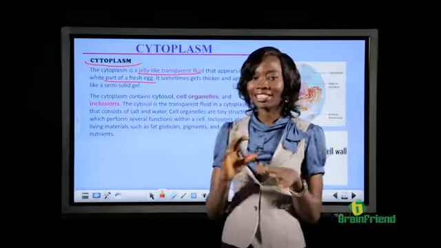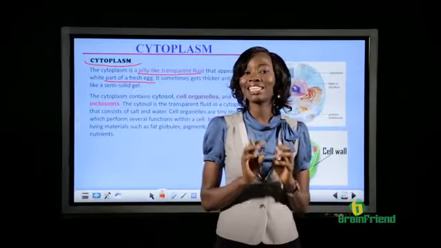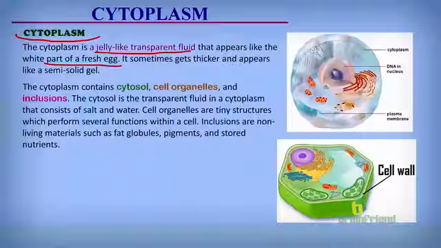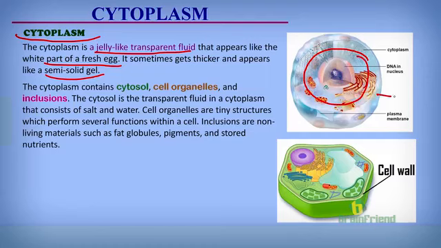Sometimes the cytoplasm can get thicker. The fluid in the cytoplasm can get thicker and appear like a semi-solid gel. A little bit thicker, and it's semi-solid. The cytoplasm is the part of a cell between the cell membrane and the nucleus. So this is the cytoplasm. The whole of this part is the cytoplasm. This is the cell wall, and this is the nucleus. So the part between the cell wall and the nucleus is the cytoplasm.